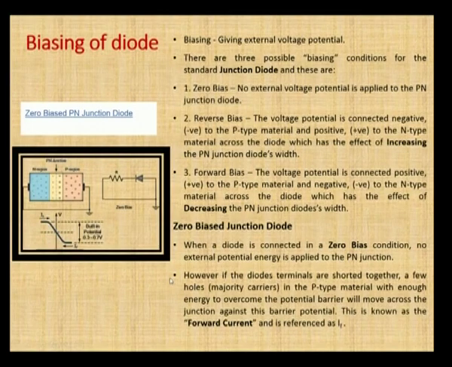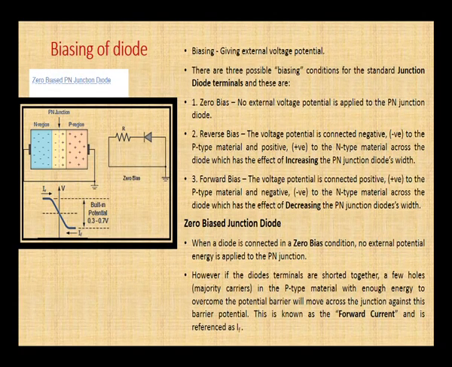Next, we move on to a very interesting and important topic, biasing of diode. What do you mean by biasing? Biasing means application of external voltage to the p-n junction diode. There are three types of biasing. One is zero bias, another is forward bias, and the last one is reverse bias. Let us start with the zero bias. Zero bias means, as the name says, there is no external voltage applied to the p-n junction diode.